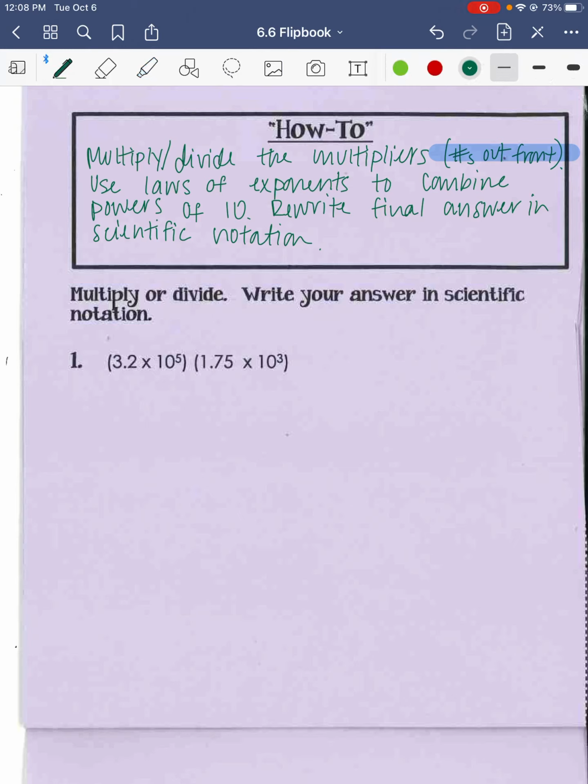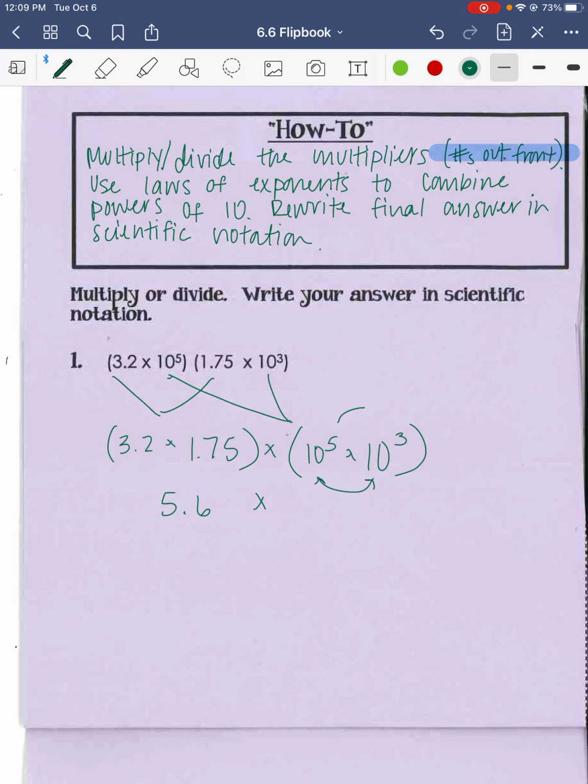Okay, so here we're going to take the multipliers and multiply them together. So a 3.2, and then we're going to multiply this by 1.75. And then we have our exponents here combined. So we have 10 to the 5th times 10 to the 3rd. Okay, 3.2 times 1.75 is 5.6. Okay, and then times, when you're multiplying numbers with the same base, all you have to do is add the exponents, right? So then we're going to have 10 to the 8th. And there's our final answer.